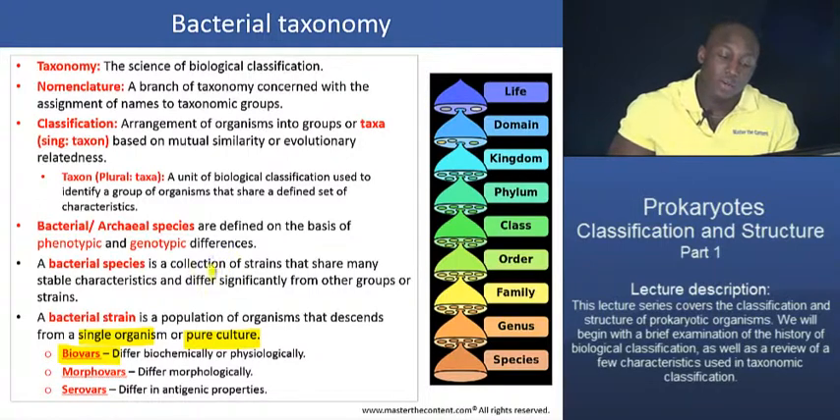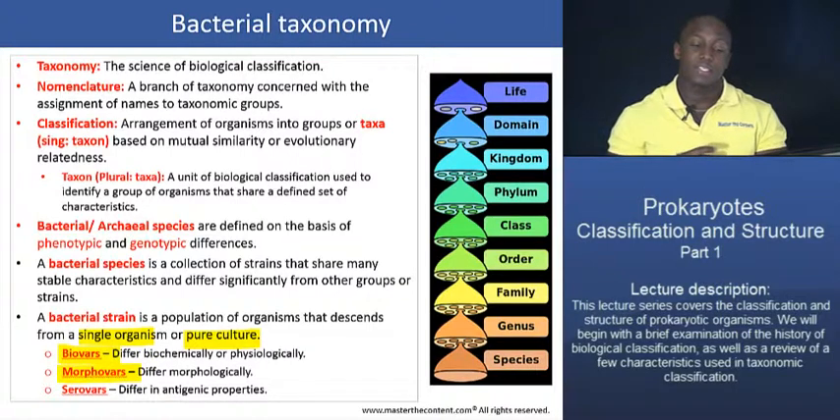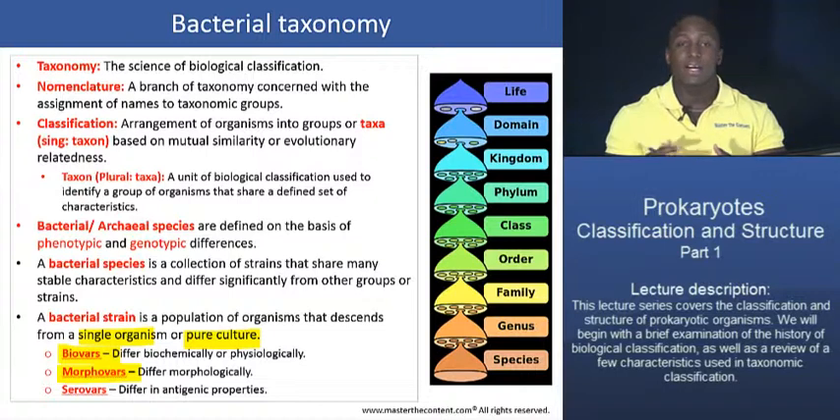We also have what we call morphovars. A morphovar is basically a bacterial strain that differs from another in terms of its morphology, so its morphological characteristics, like its structure, its size, its shape, how it's arranged, how it forms clusters, etc. We're also going to talk about the morphological characteristics of bacteria at length at a later point in this lecture.